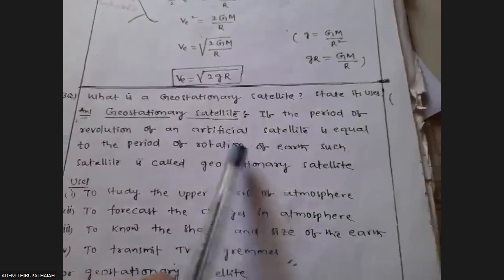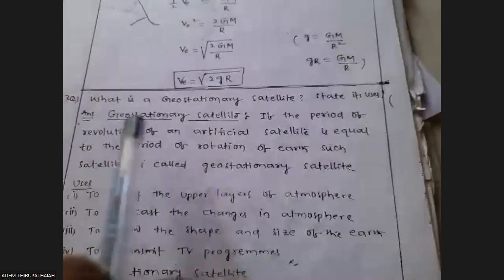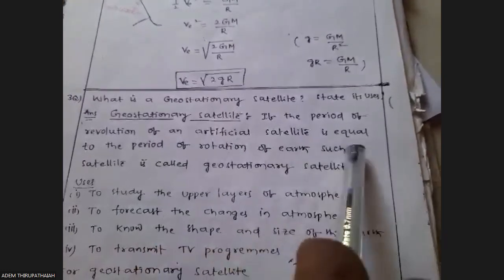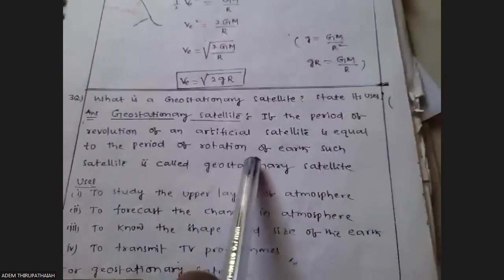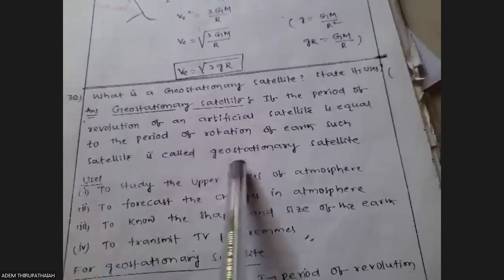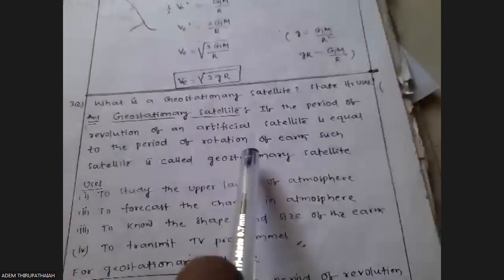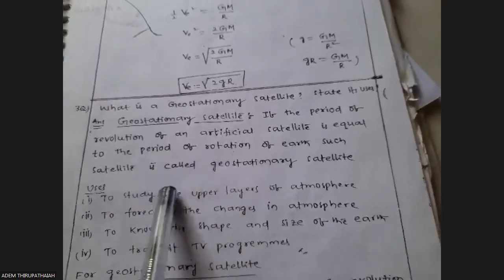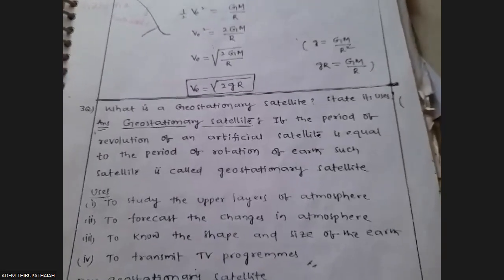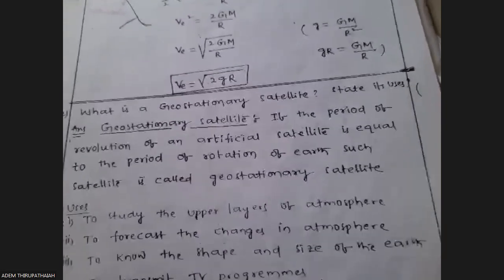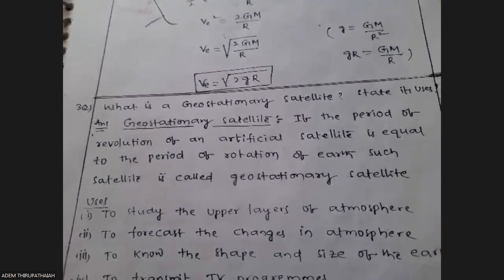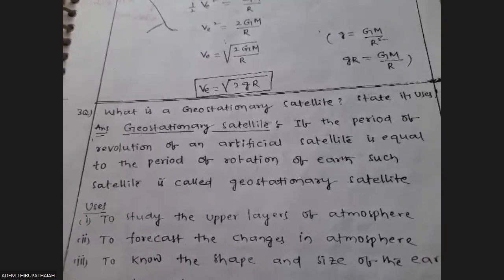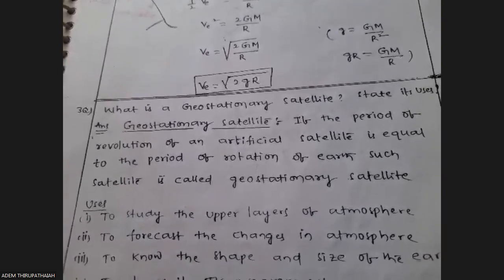Definition of geostationary satellite: if the period of revolution of an artificial satellite is equal to the period of rotation of Earth, such a satellite is called a geostationary satellite. What is the time period of rotation of Earth? 24 hours. Once again, what is a geostationary satellite? If the period of revolution of an artificial satellite is equal to the period of rotation of the Earth, such a satellite is called a geostationary satellite.